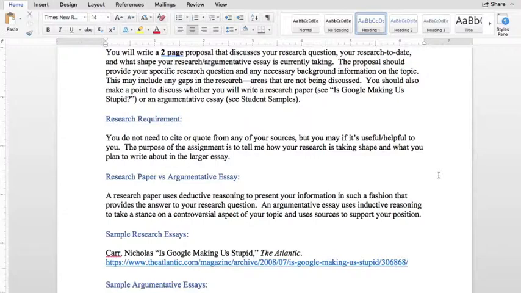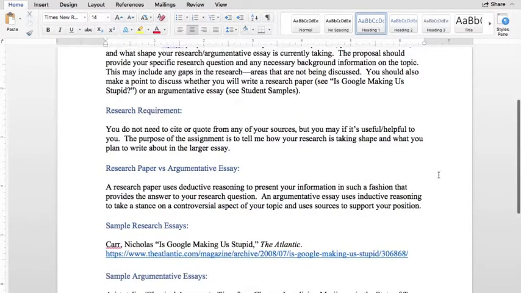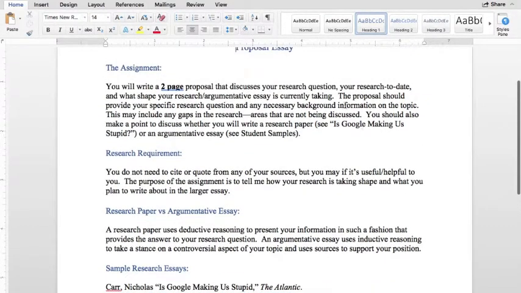So let's talk about some of the differences here. Well, before I get into that, I just want to remind you, this assignment portion at the top, that's everything that's needed for the paper. So again, just to reiterate, you need to include what your research question is, what you've been discovering about the topic, so what conversations are being had in general, what have you found to be useful and not useful, and then what you plan to discuss in a larger paper.